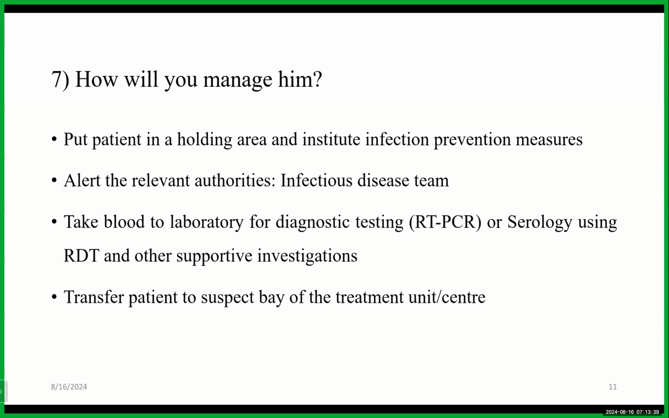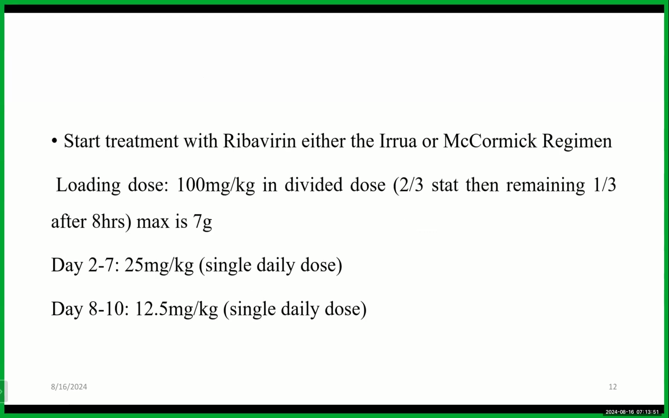They will transfer this patient to the suspect bay to commence treatment, because it's important to commence treatment for the sick, so that the prognosis is improved by starting as early as possible. So I'll start the patient on ribavirin, either using the RUA or the McCormick regimen. This is the RUA regimen that I've highlighted there.